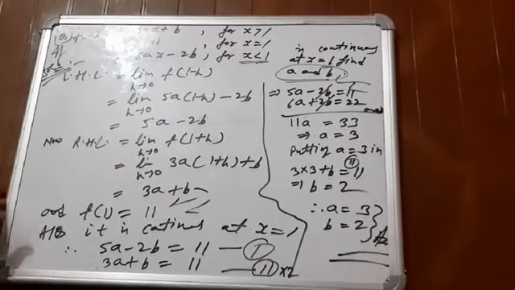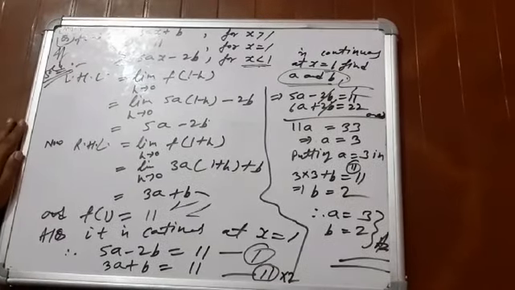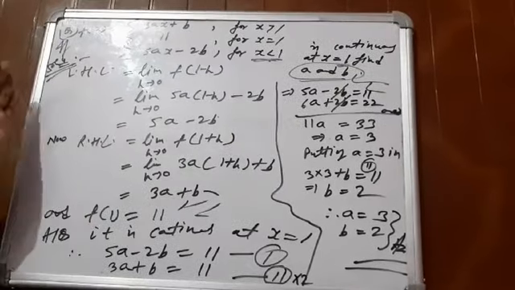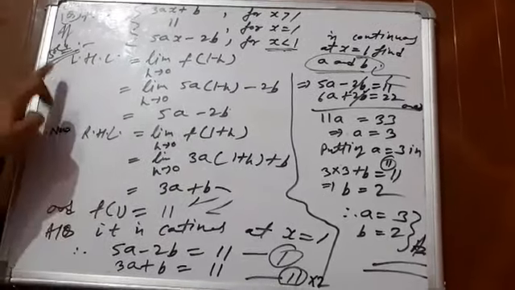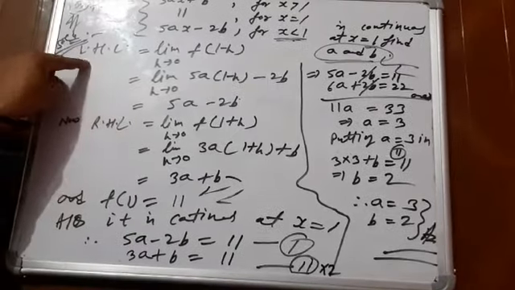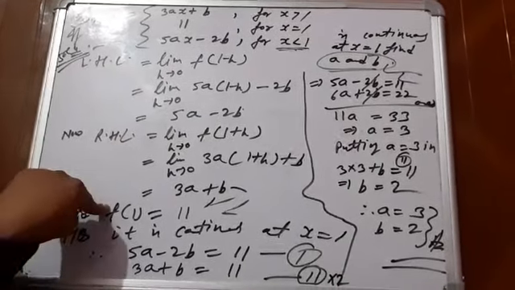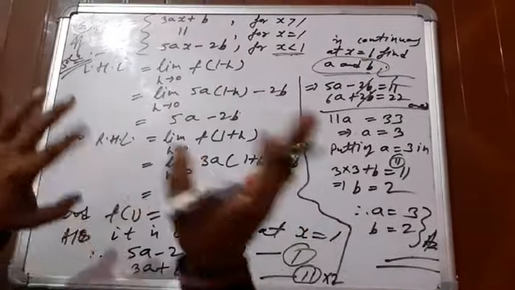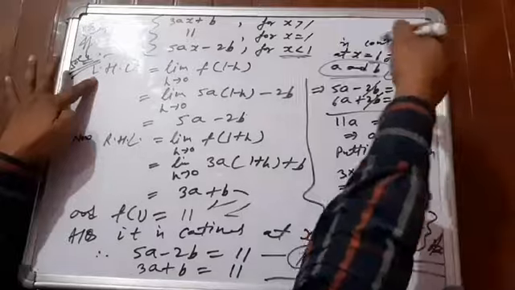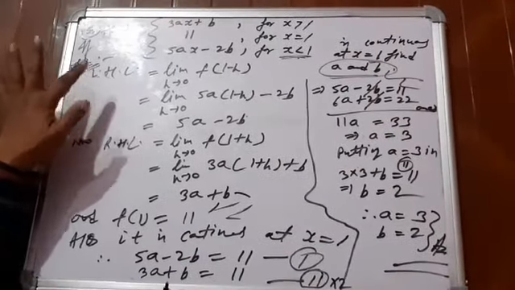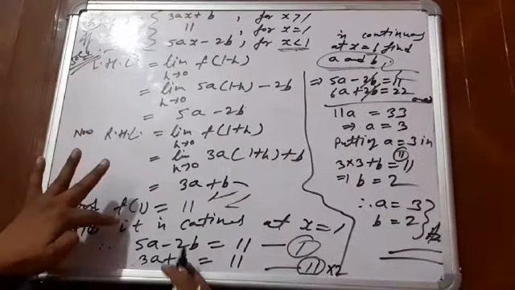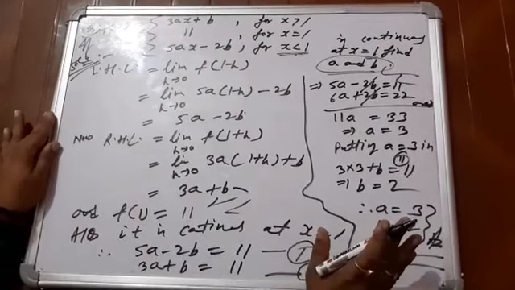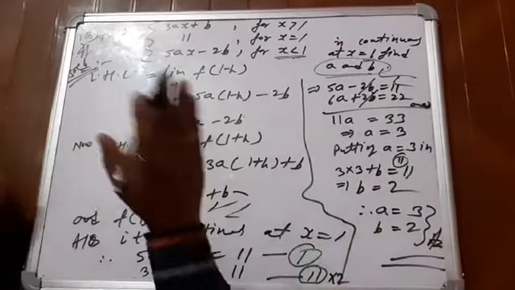This way we are going to solve this type of question. Simply follow the same rule, only use the condition. You have seen LHL equal to RHL equal to the value of the function to find the continuity of the function. Now continuity is already given, so you use that property to find the value of the unknowns. Understood the concept? Now we are going to see one more question.